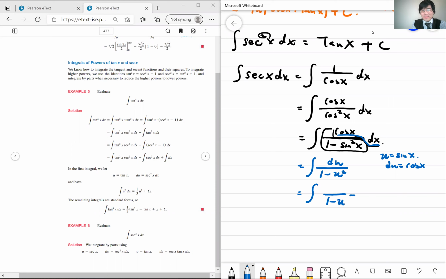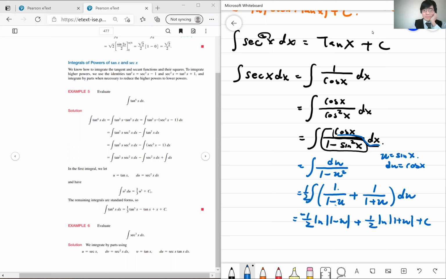And the derivative of the denominator is the numerator, so we can take integration quickly. And well, first one gonna be ln of 1 minus u minus. And the second one will be ln of 1 plus u plus c.